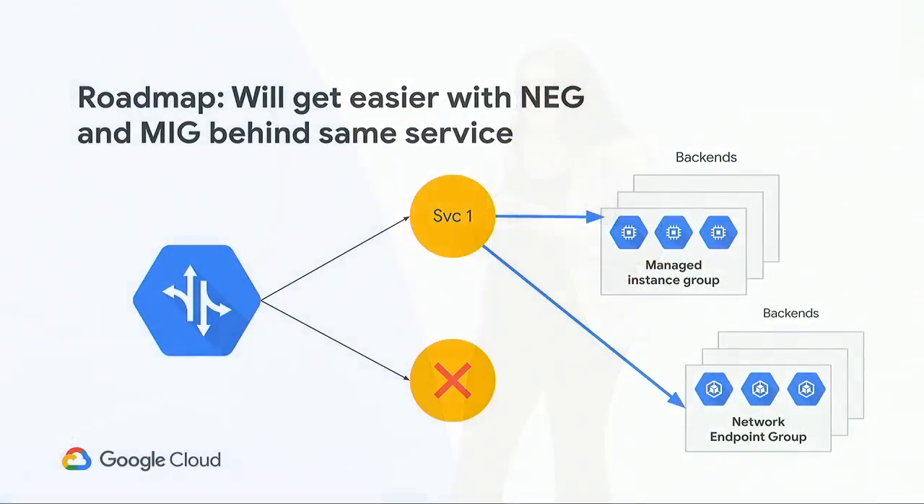And then this will get even easier because we have a plan to support both a managed instance group and a network endpoint group behind the same service. And so you don't even need to create another service. You just create a network endpoint group and then slowly migrate your traffic from the managed instance group to the network endpoint group. So it just gives you a very easy way to go from VMs to containers for a given service.